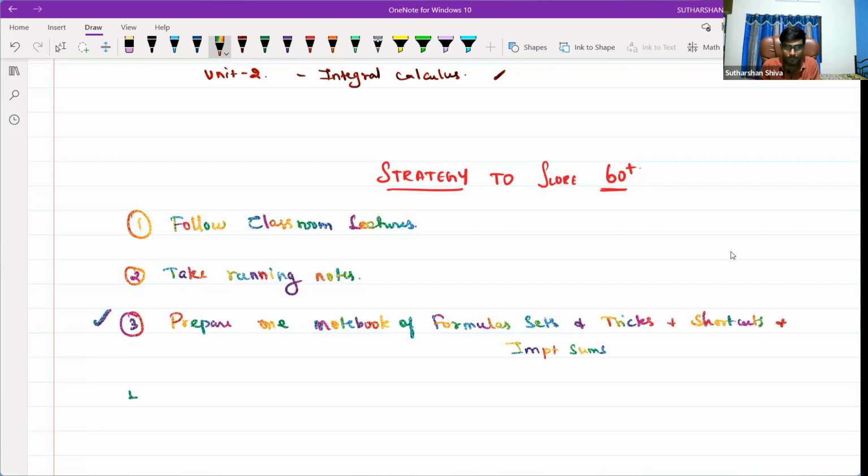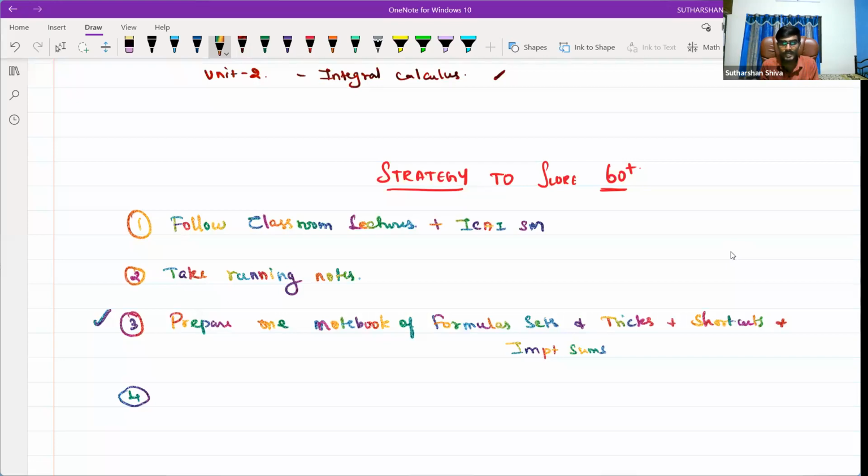Okay, then the fourth one. If I say classroom lectures, we will only follow the ICA study material. For logical reasoning, we will follow our material. For statistics and mathematics, we will solely follow your institute study material. For some chapters, I will go with some extra problems also.